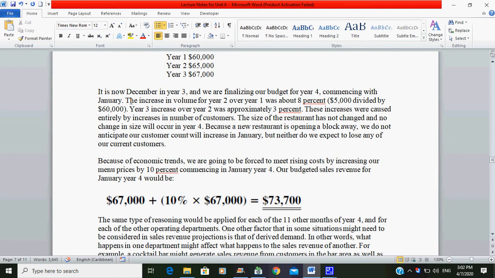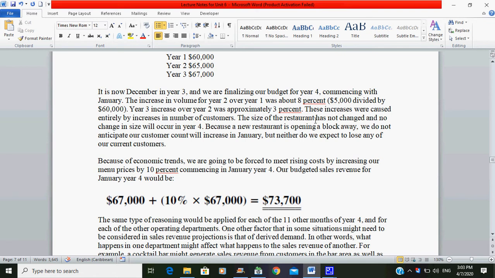Commencing with January, the increase in volume for year two over year one was what? 8%, which is 5,000 divided by what? 60,000. Year three increase over year two was approximately 3%, which is what? 2,000 divided by 65,000. These increases were caused entirely by increases in number of customers. The size of the restaurant has not changed, and no change in size will occur in year four.